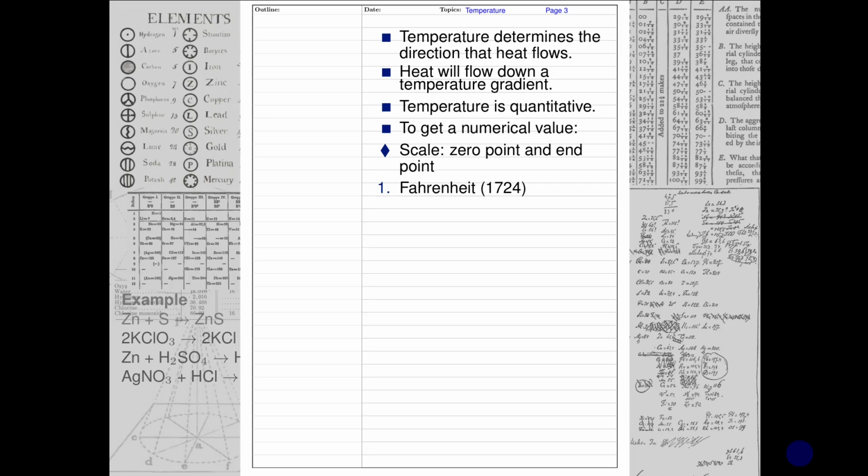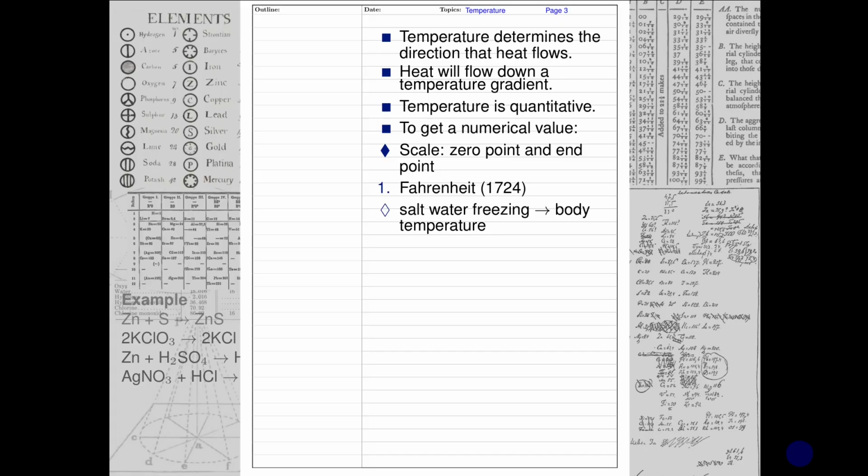Humans have long known that some objects feel hot while other objects feel cold. It was only relatively recently, 1724 wasn't that long ago, that scientists developed the ability to quantify this sensation. Now, I do think it's worth going into a little bit of history and logic behind the scales and how and why they were developed.